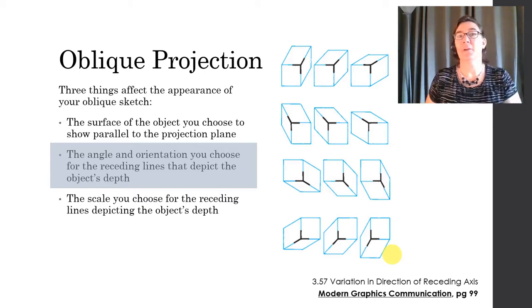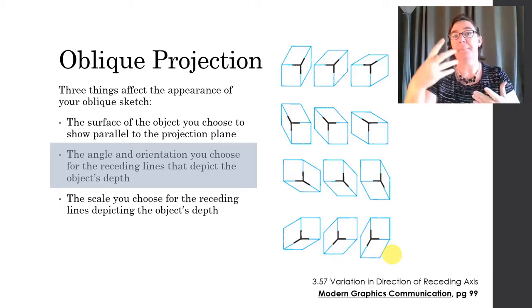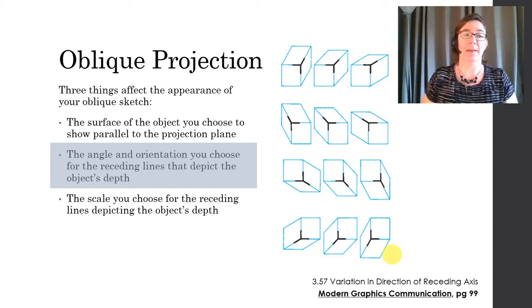The next thing that's going to affect the appearance of your sketch and that you can choose is the angle and orientation that you're going to use for that projection angle and to create those receding lines in your sketch. And here's an illustration of the same object, the same rectangular cube or prism. It's chosen a number of different orientations, and so you can draw all of these different options.